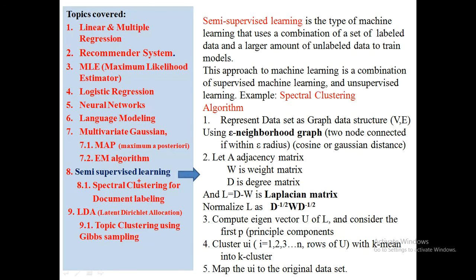The next one we discussed was semi-supervised learning, with an example of spectral clustering for document labeling. Semi-supervised learning is a type of machine learning that uses a combination of a set of labeled data and a larger amount of unlabeled data, because in practice the majority of data is unlabeled. So semi-supervised learning appears to be a more realistic way of learning.